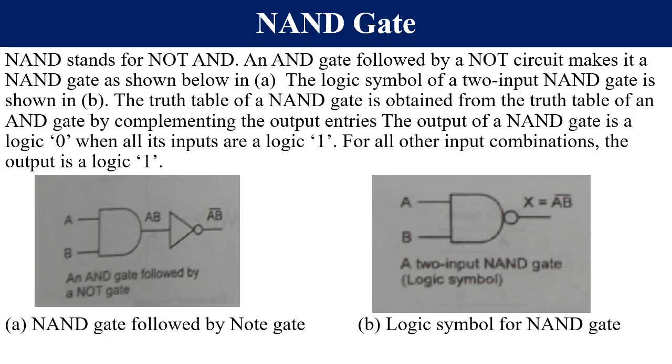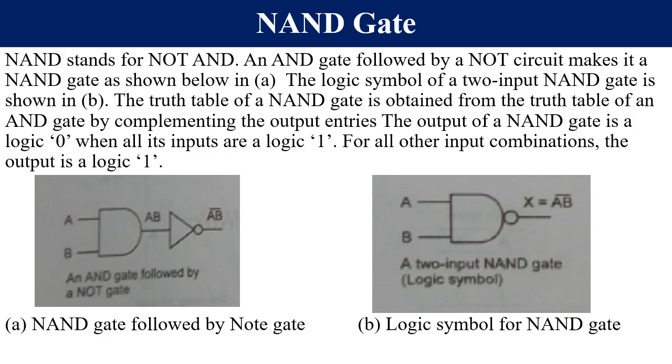Then the logic symbol for a two-input NAND gate is also shown. Please, that is an American symbol. The British symbol uses squares. Please take note. Then the truth table for a NAND gate is obtained from the truth table of an AND gate by complementing, in other words, by inverting the output.